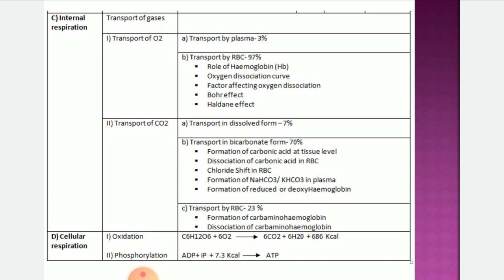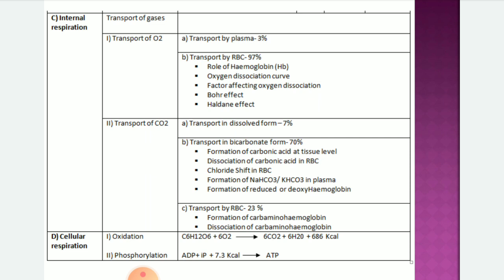In the transport of carbon dioxide, it is further divided into 3 parts. Transport in dissolved form, 7%; transport in bicarbonate form, approximately 70%; and transport by RBC, 23%. In the transport in the form of bicarbonate, we have discussed the following points. First, formation of carbonic acid at tissue level, where carbon dioxide combines with water within RBC. Then dissociation of carbonic acid within RBC. Then the chloride shift, which is also known as Hamburger's phenomenon.